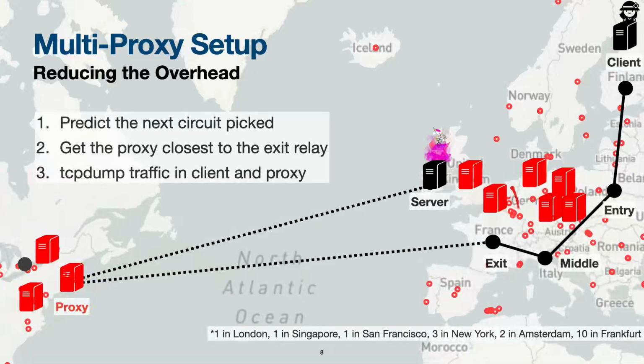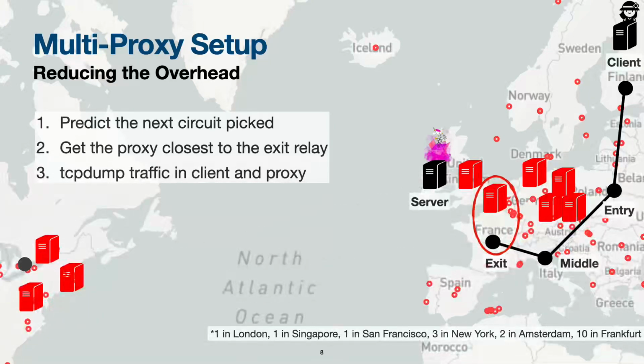Then we select the proxy that is closest to the predicted exit, following the idea of reducing the overhead of the detour, and then we can do our measurements. So this is the main idea behind our multi-proxy setup.